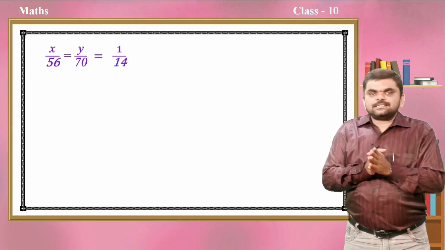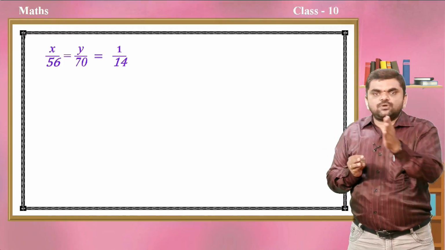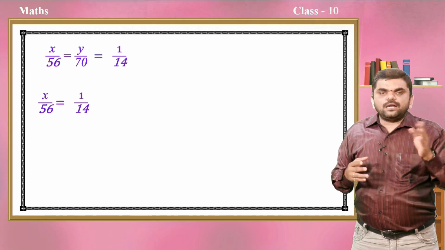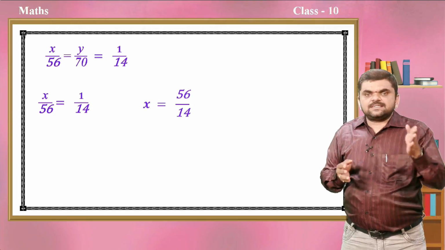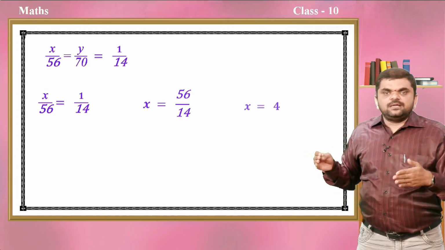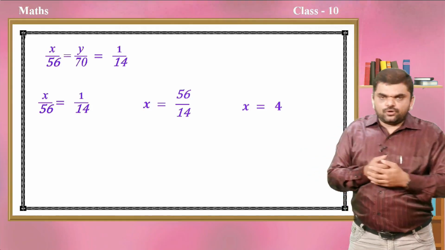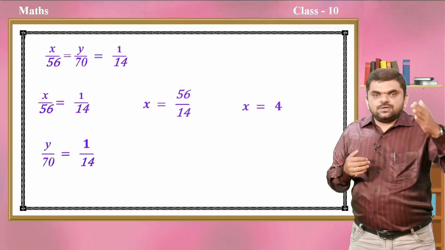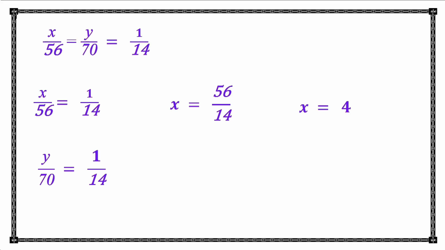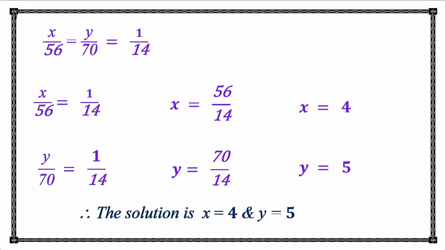Now let us consider x over 56 is equal to 1 over 14. On cross multiplication we get x is equal to 56 divided by 14, that is x is equal to 4. Next, y over 70 is equal to 1 over 14, y is equal to 70 by 14, y is equal to 5. So this is the way we have to solve. The solution of these equations is x is equal to 4 and y is equal to 5, children.